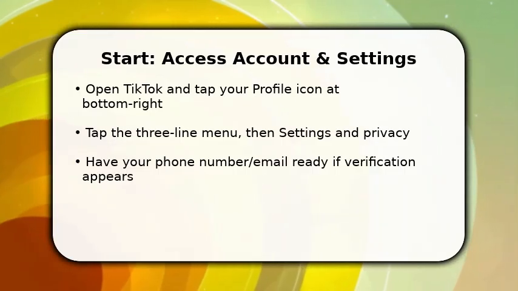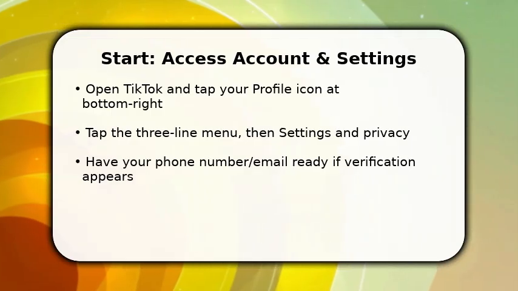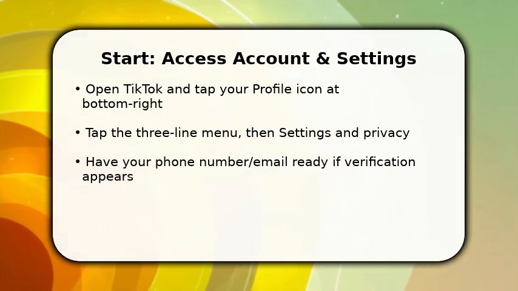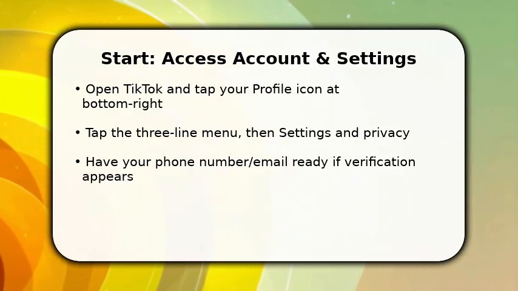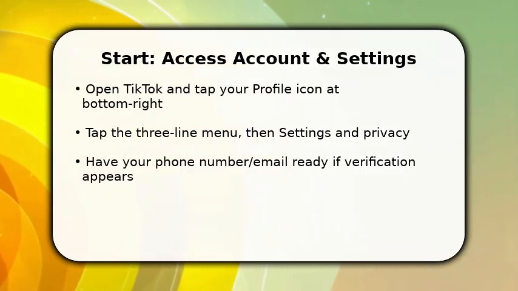You're starting inside the TikTok app on your device. First, open your profile and tap the three-line menu. This gets you to Settings and Privacy. Once there, look for Privacy. That's where Friend Discovery settings live.